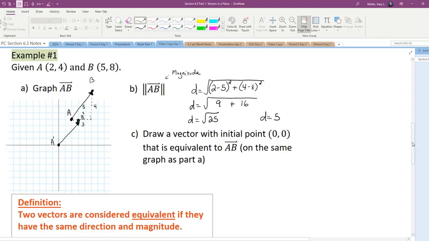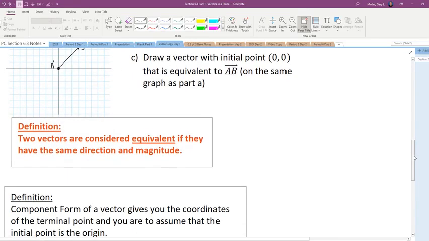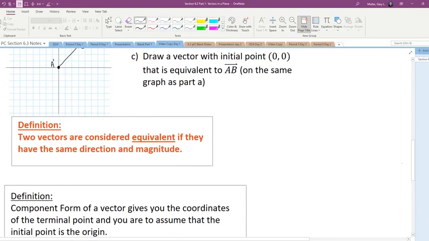Which brings us to the definition we see highlighted below. Two vectors are considered equivalent if they have the same direction and magnitude. All right, moving on. We're going to go through this pretty quick because it's a pretty easy concept.